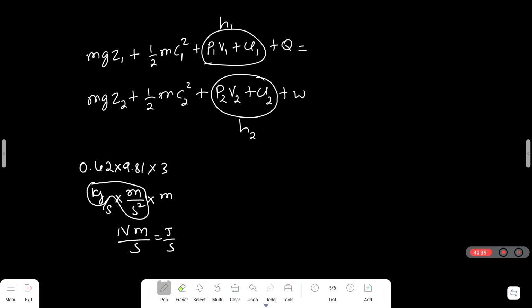Mass is kg per second. Acceleration due to gravity is meter per second square. This is meter, 3 meters. Mass into acceleration is Newton. What is left out? Meter per second. So Newton meter per second, and Newton meter is joule. So what do I get? Watts. This is nothing but watt. Right? Am I right? Okay. Shall I erase this?